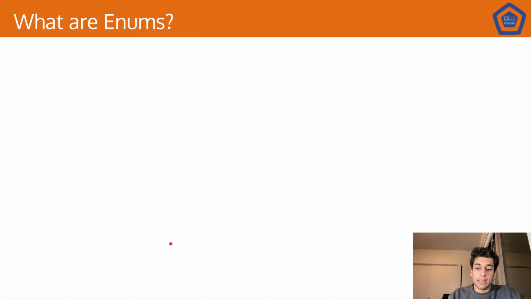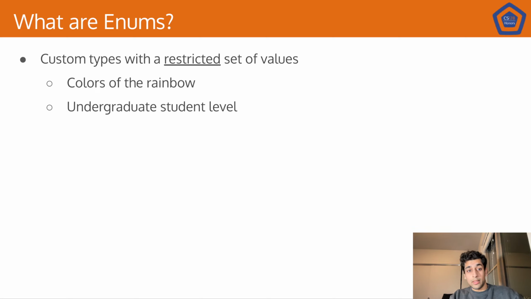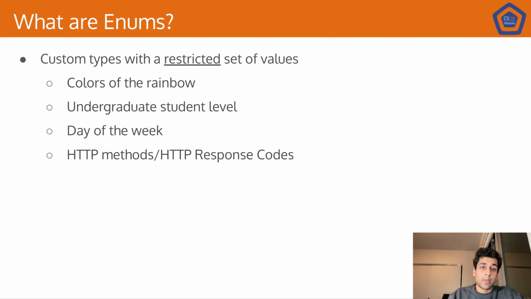So now on to enums. What are enums? Enums are a custom type with restricted sets of values. So this can be colors of the rainbow. There's a finite number of colors that you can see in the rainbow. An undergraduate student level, freshman, sophomore, junior, senior. It could be the days of the week. There's only 7 of them. Or HTTP methods or HTTP response codes. You have a finite set of values and you want to model them with a type. So you can express them with an enum.